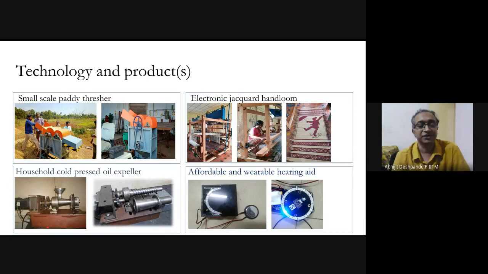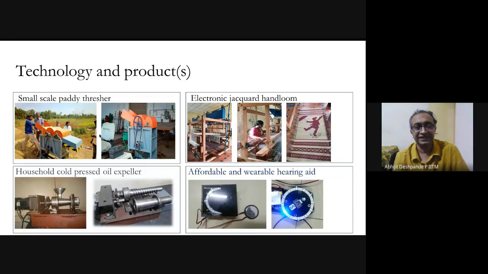So there does seem to be a scope, and whenever we talk to rural stakeholders, the message seems to be that yes, this will be something very useful. Now, to go next from here is where the challenge lies. And that's what we are now attempting with this product.